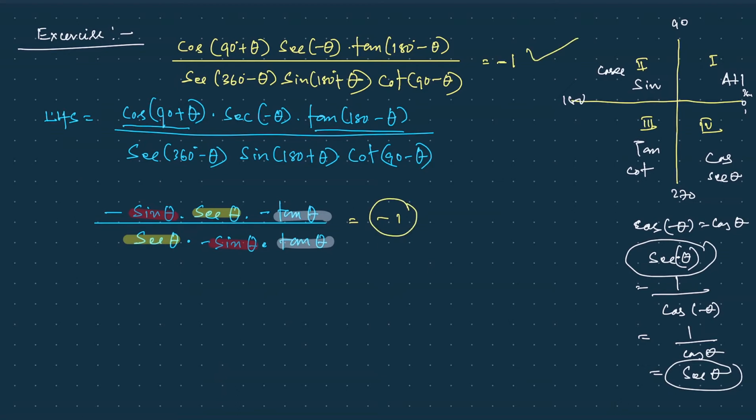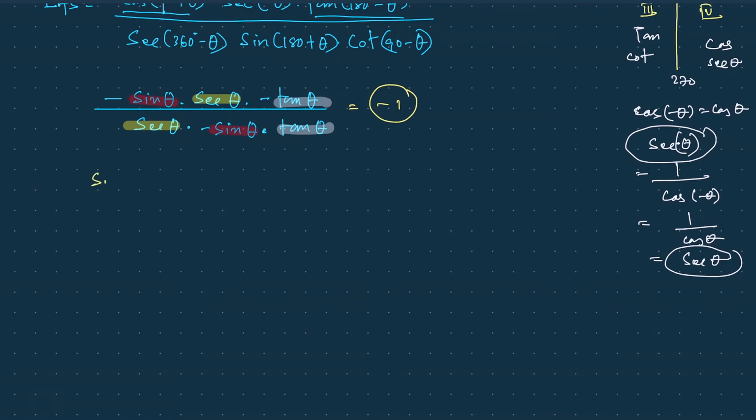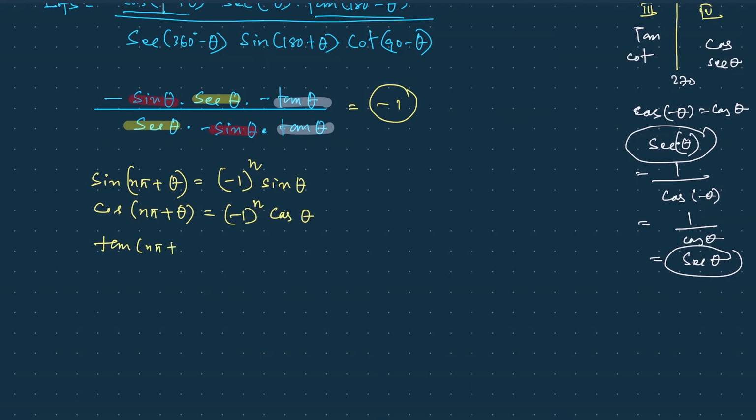This is the thing. So you need to remember one formula. I am going to write it down. Okay. The formulas are: sin of n pi plus theta is going to be minus 1 power n into sin theta. You remember this one. Then cos of n pi plus theta will be equal to minus 1 power n, again into cos theta. Okay. Again tan of n pi plus theta will always be what? Tan theta, when n is odd. Okay. When this n is odd.